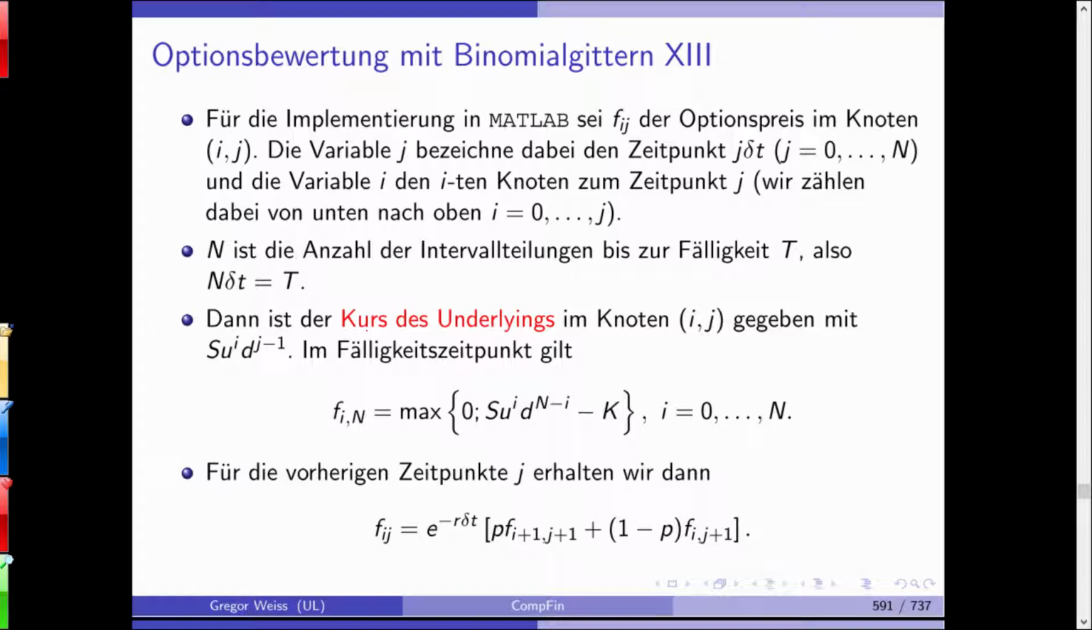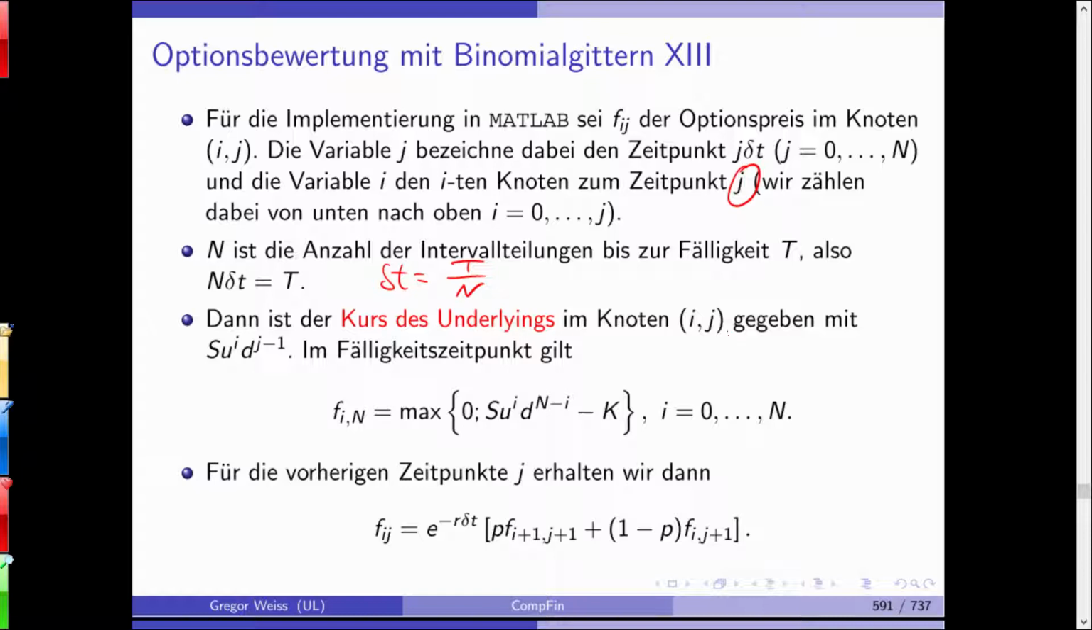What do we do? We take Fij as the option price in node ij. Variable j denotes the time at which we are looking, j times delta t, and the variable i is for the ith node at point j. And we are counting from below upwards. N is the number of intervals we're looking at. So delta t is t over n.